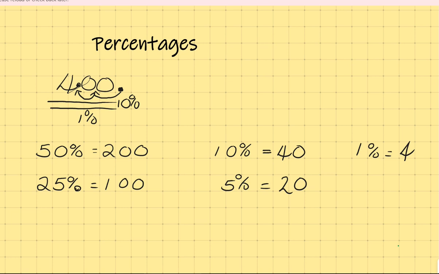Okay, let's think of another number then. If someone turns round to you and says, what's 27% of 400? This might come up in your exam.